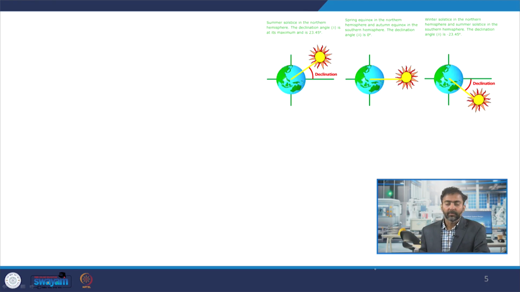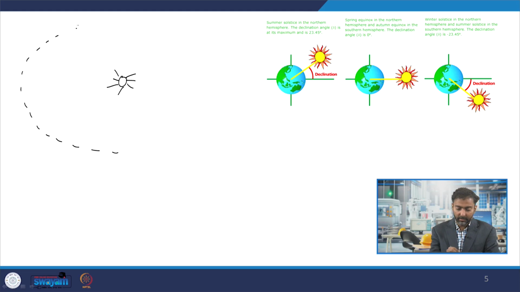I will come to this figure in a short while, but before coming to this figure, let me explain this little more detailed figure. So let us say this is the sun and you have the earth's orbit around it, which is slightly elliptical in nature. So this is the earth's orbit around the sun.